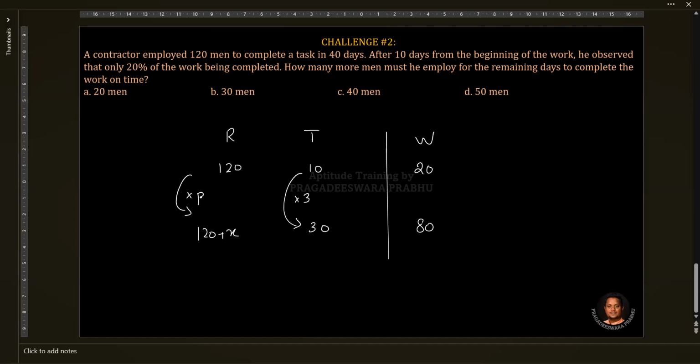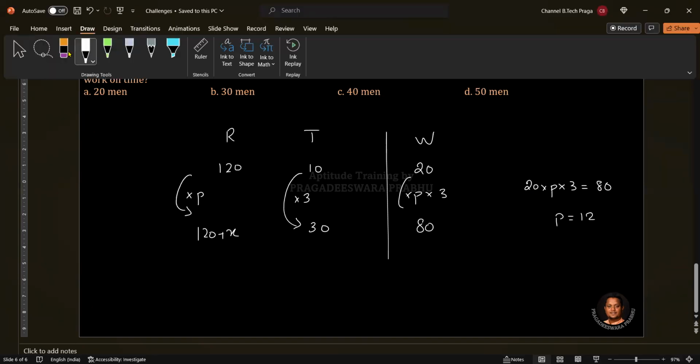So whatever terms you multiply on the left hand side, the same values you have to multiply on the right hand side. Okay. So whatever value you have multiplied on the left hand side, same values you have to multiply on the right hand side. So that is 20 into p into 3 is 80. So from this we get p value as 80 by 20 is 4. P value is 12. Sorry, 4 by 3, not 12. 4 by 3.